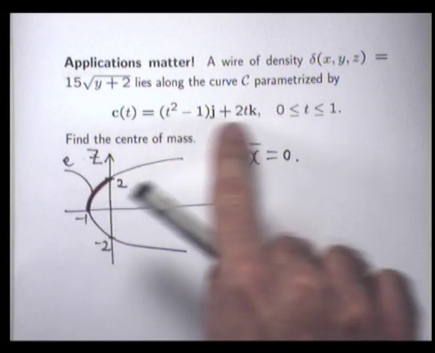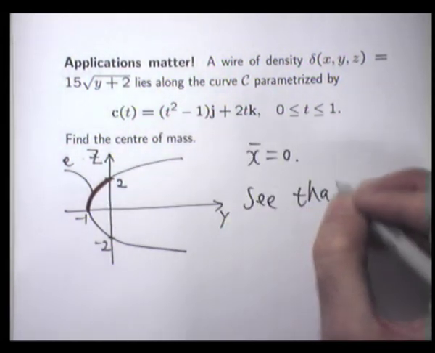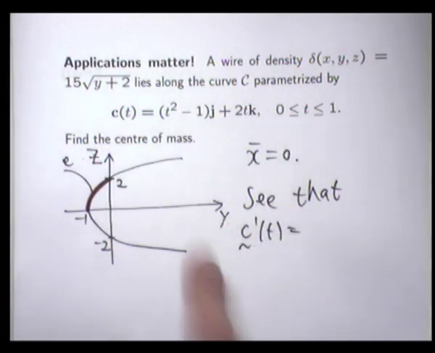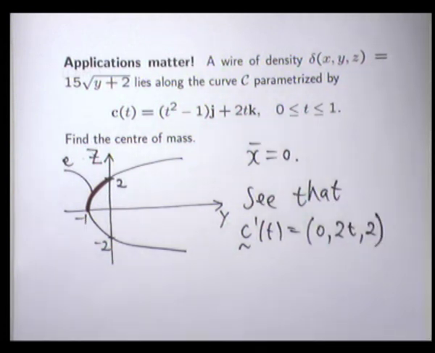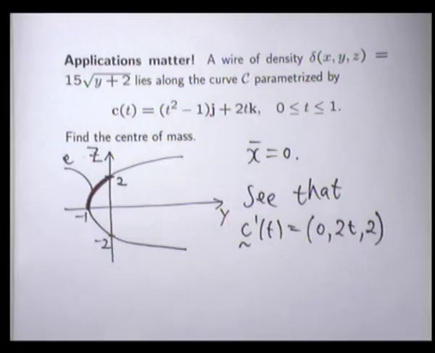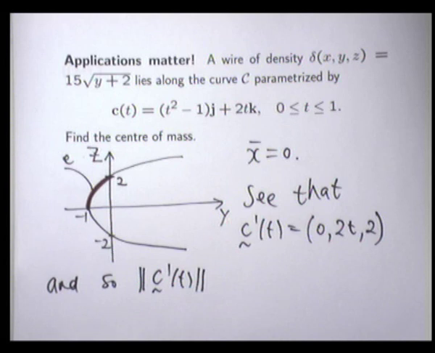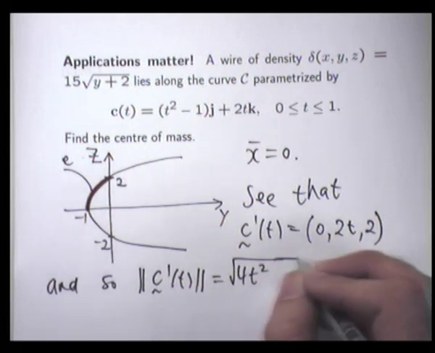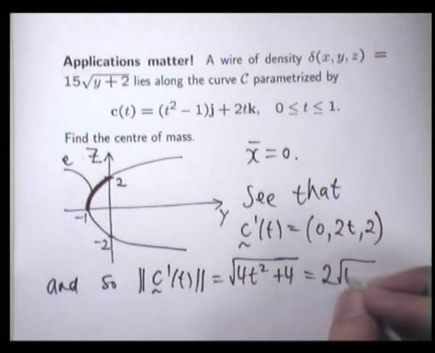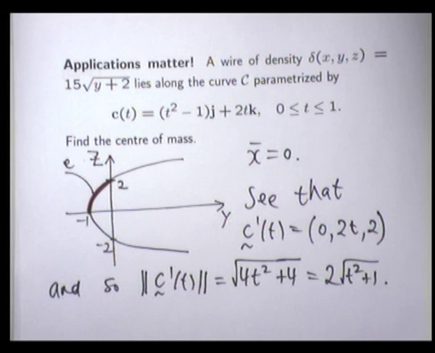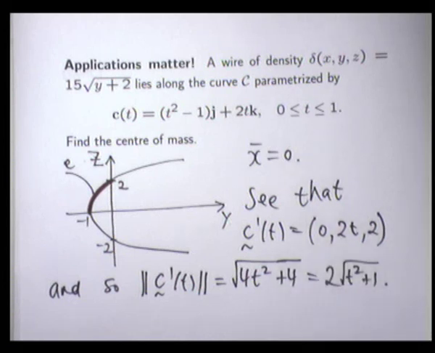So let's take our parameterization and differentiate it. Now here I've used j's and k's. I'm just going to write it as an ordered triple here. I hope you don't mind. So we want to work out the magnitude. So I square all the components, add them together, and take the square root. Should get something like this. Now note, here we have the dependency on t. We haven't seen that before. It does actually make the integral harder, in theory, but I think we're going to be okay with this one.